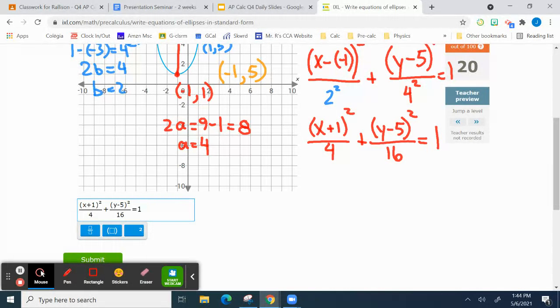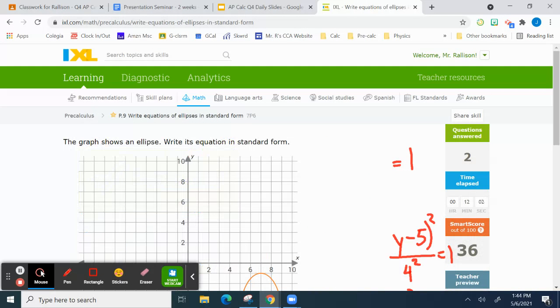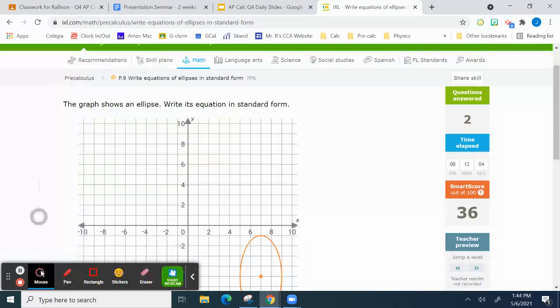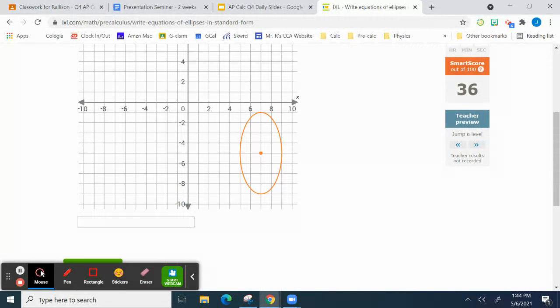Here we go. Hold my breath. Feeling good. All right, so it's going to be the same thing. I'm just going to move a little faster now. The center is right there, right? So the center is at 7. I will start by writing the equation.